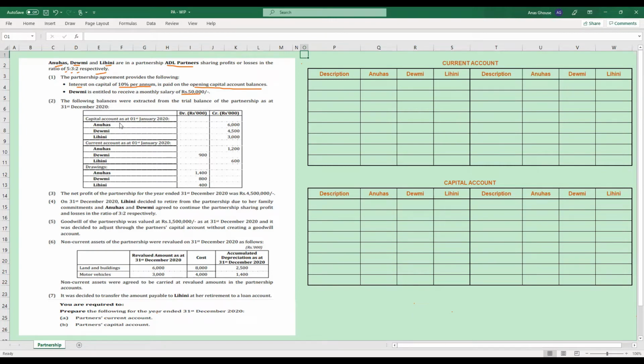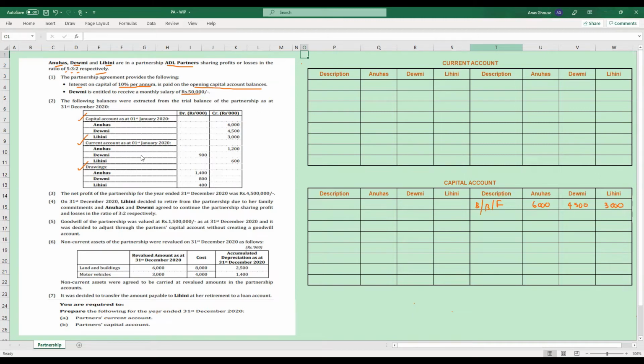So now you are given the capital account balances, current account balances, and the drawings. So straight away, we can take the opening balances in the current account and the capital account. For the capital account, let's take the balance brought forward. How much? 6,000. This is basically in thousands: 6 million, 4.5 million, and 3 million. So these are the figures given.